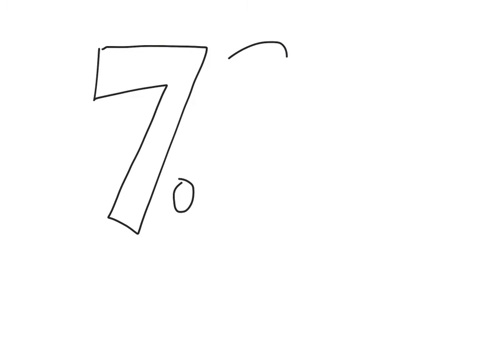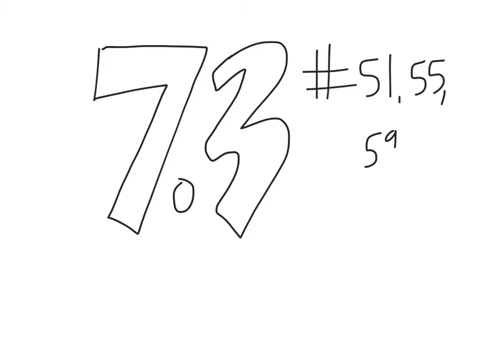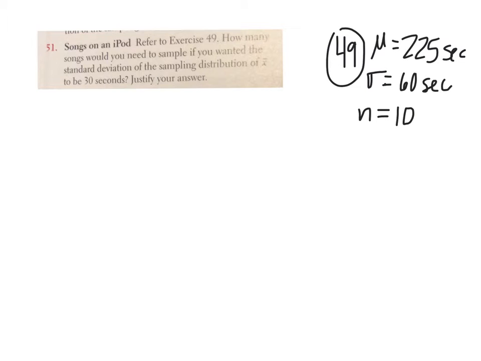Let's do some questions from section 7.3 in The Practice of Statistics, 5th edition. Specifically today we are going to look at questions number 51, 55, 59, and 61. The first question was question number 51, but obviously it refers to question number 49.